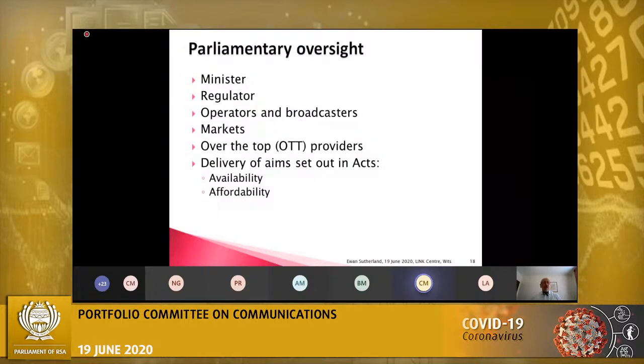Right, your job is to keep an eye on the minister, the regulator, the operators, the broadcasters, the markets, the over-the-top providers who aren't based in South Africa and are quite difficult to get to. And then thinking about how might we deliver things like availability and affordability.